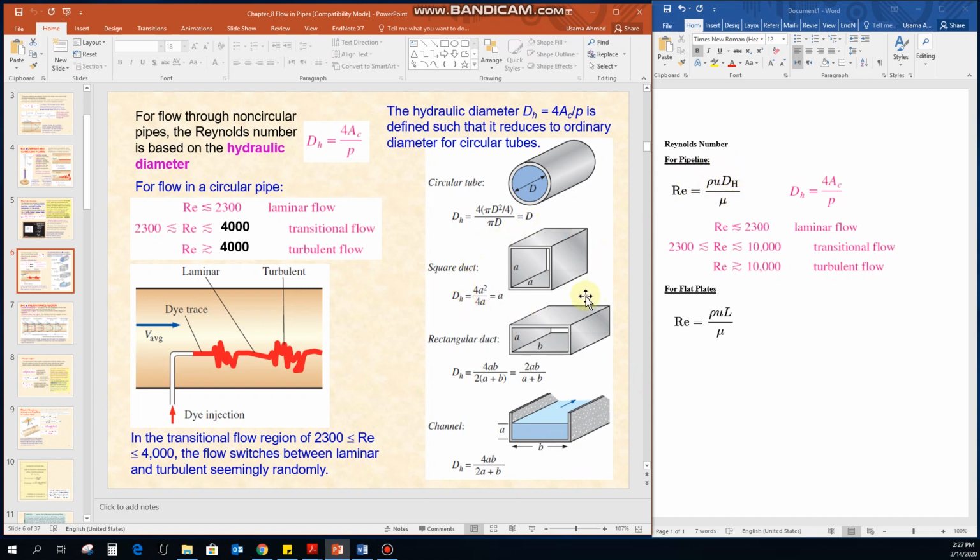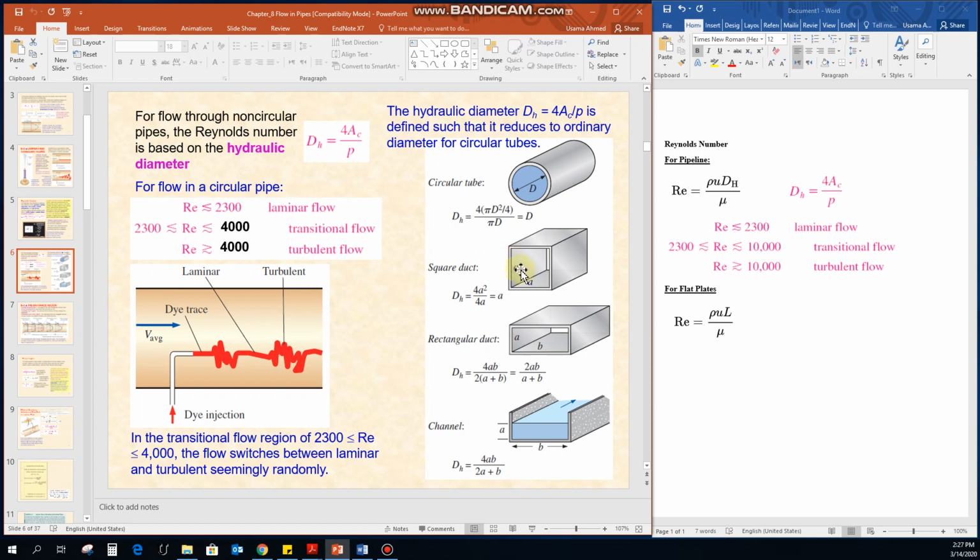If you are dealing with non-circular ducts or pipelines, then we have to calculate the hydraulic diameter. What is this hydraulic diameter? It is 4 times the cross-sectional area of the duct divided by the wetted perimeter. Now how can you calculate the cross-sectional area? For example, if we take a square duct and need to calculate its hydraulic diameter, what equation can we use here? 4 multiplied by cross-sectional area divided by wetted perimeter.